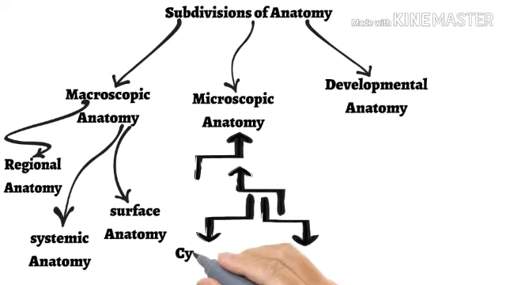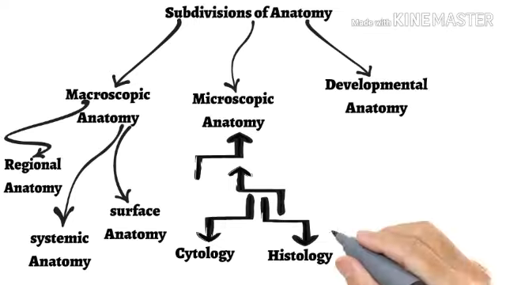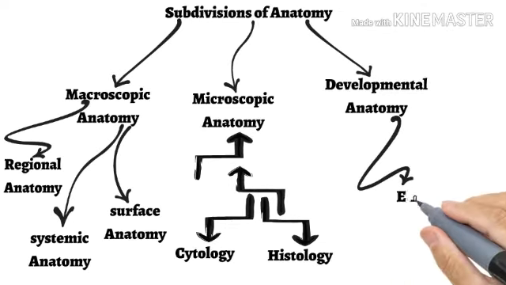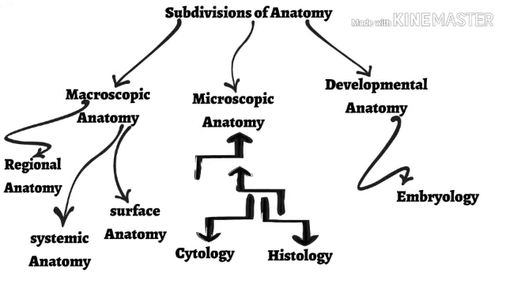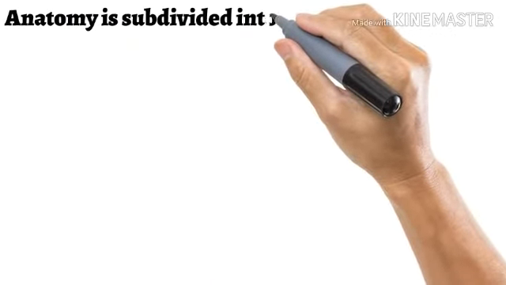The microscopic anatomy is also divided into two. The first one is cytology, and the second one is histology. Developmental anatomy has different branches as well, but the one we are going to be talking about is embryology. You can take a screenshot of this picture so you can have it on your phone at no cost. So let's proceed.